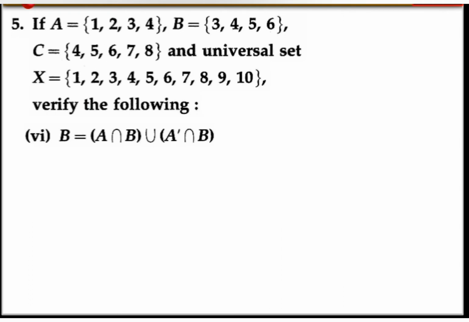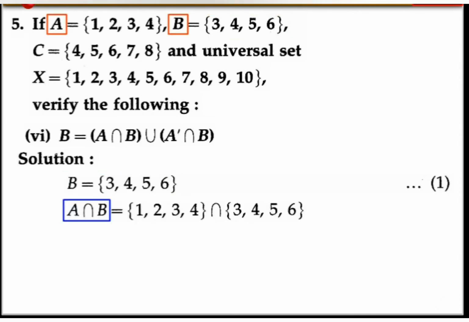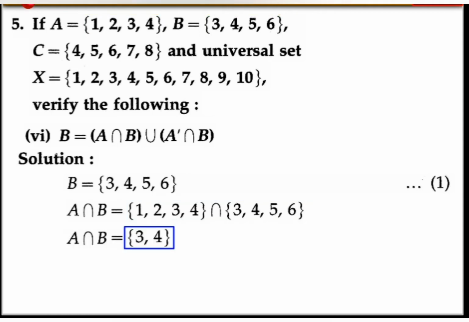Number 6. B is equal to A intersection B union A complement intersection B. Solution. Now B is equal to set of 3, 4, 5, 6. Let us put it as 1. A intersection B is equal to set of 1, 2, 3, 4 intersection set of 3, 4, 5, 6. That is set of 3, 4.